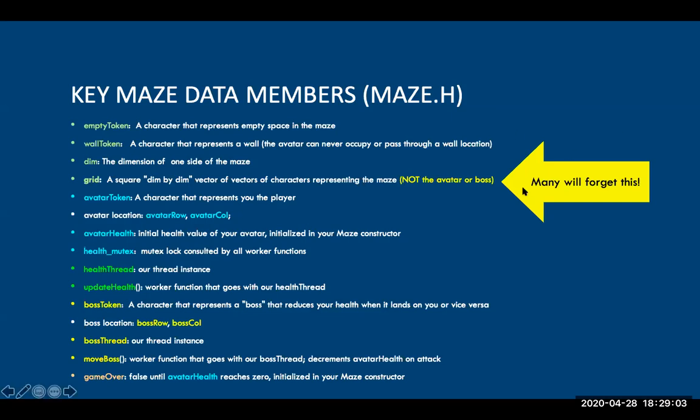So those are the key maze data members. Any other questions on that before I move on?